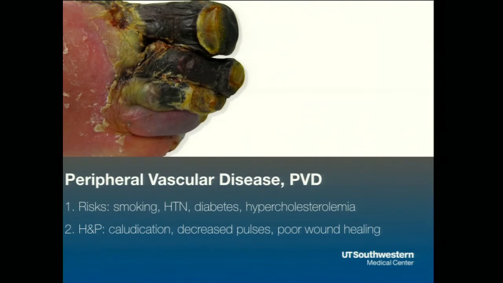Peripheral vascular disease, this is the shocker picture after lunch. A lot of what we do is limb salvage. Hopefully the patients you are seeing in your offices do not have critical limb ischemia, but maybe have limb claudication or symptoms of fatigue and tiredness. These are the people that we want to see before they get to this stage.